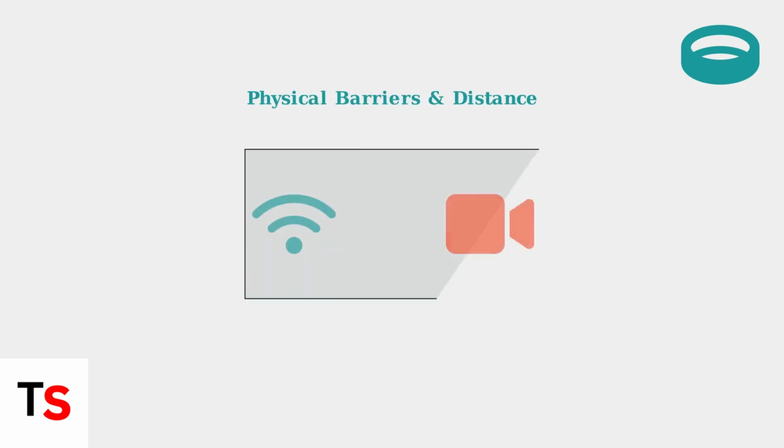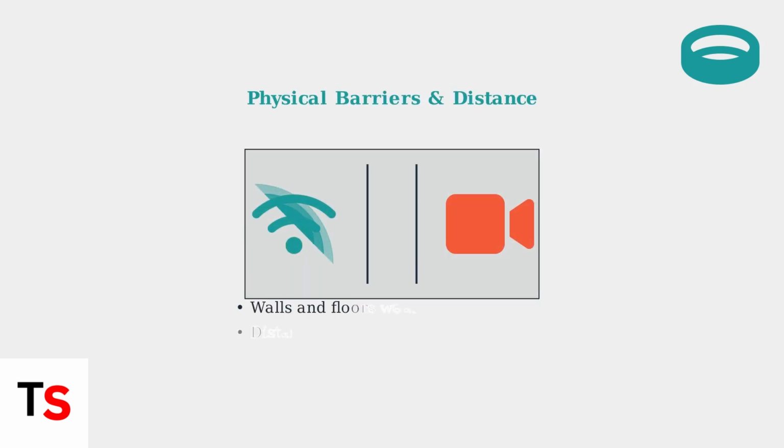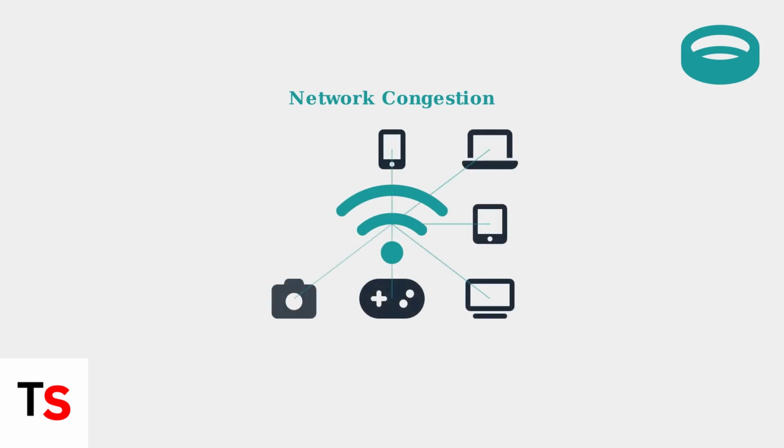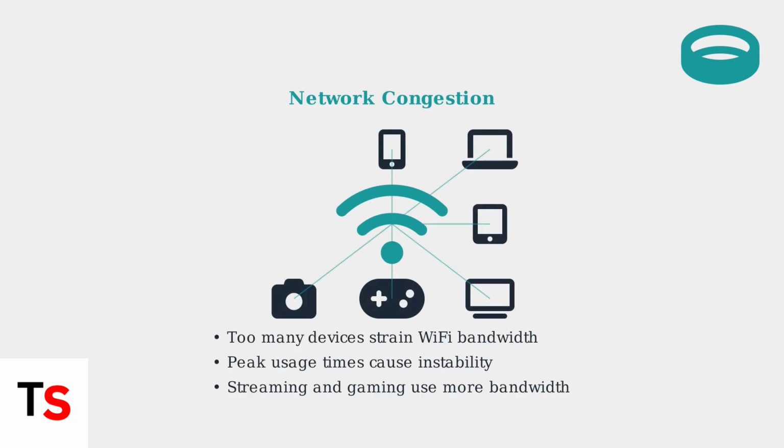Physical barriers significantly impact Wi-Fi signals. Walls, floors, and distance from your router all weaken the signal reaching your camera. Metal objects and other electronics can also cause interference. Network congestion occurs when too many devices use your Wi-Fi simultaneously. Streaming videos, gaming, and video calls consume significant bandwidth, potentially causing your Ring camera to lose connection during peak usage times.